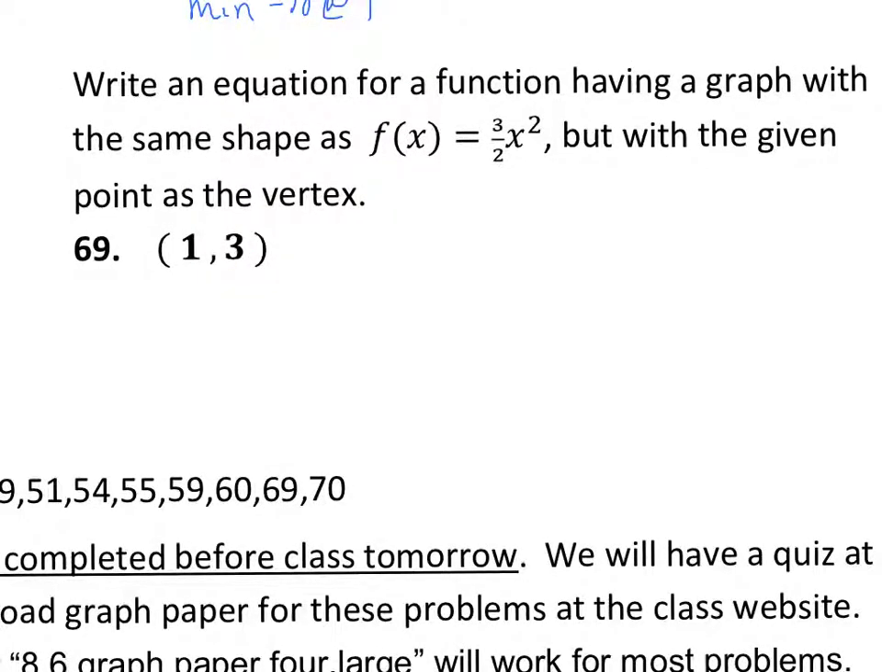Okay, last problem. It says, write an equation for a function having a graph with the same shape as this, but with a given point as the vertex. Okay, so now we know our vertex is at 1 and 3, so how did we shift that? We shifted it right 1 and up 3, right? So how does that change our equation then? It'd be x squared minus 1. Okay, so we get 3 halves. Now it's just x minus 1 squared, not x squared minus 1. And then plus 3. Done.